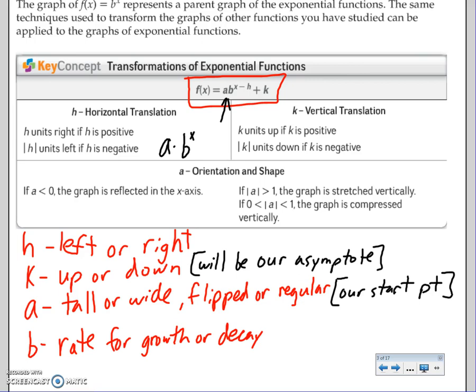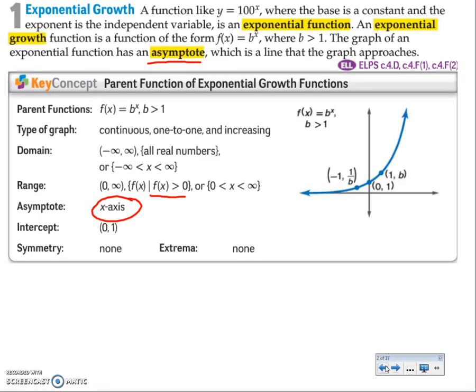So remember, if b is bigger than 1, it's growth. If b is smaller than 1, it's decay. So going back, here they said it's bigger than 1, so it's growth. You see here a is 1. That's why the start point is 0, 1. And you see how k is 0? Because there's nothing being added or subtracted. That's why the asymptote is y equals 0, or the x-axis.